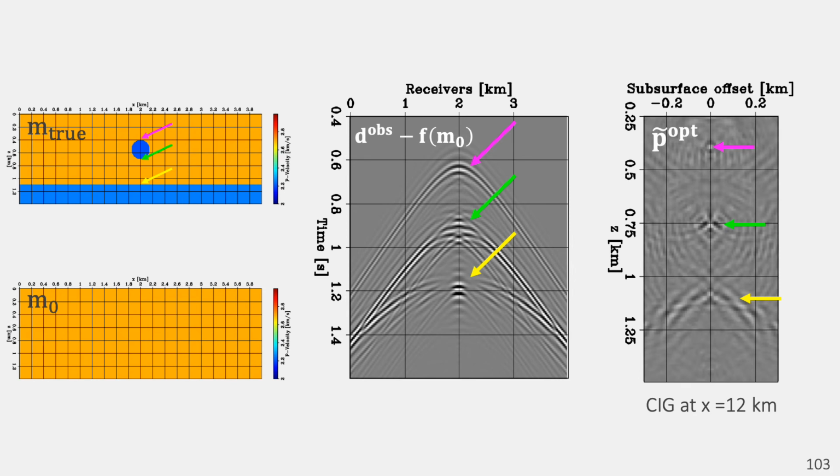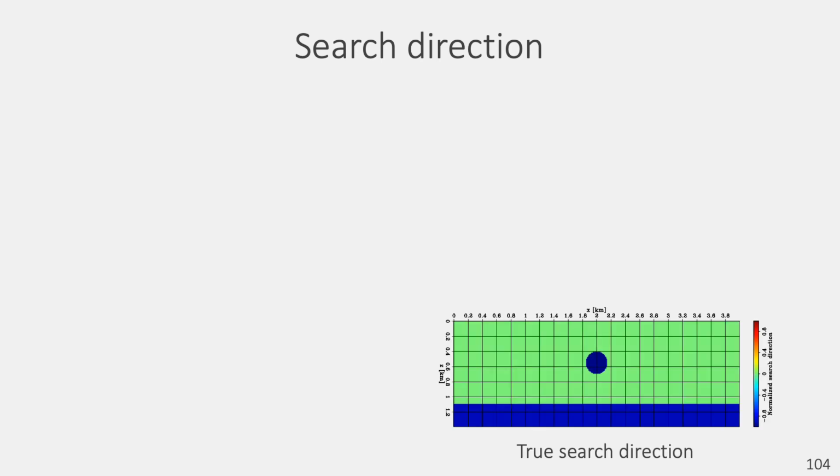Moreover, on the right panel, we can see that the event corresponding to the reflection from the horizontal interface right underneath the anomaly, shown by the yellow arrow, not only lacks focusing, but also begins to lose coherency. And this is the kind of effect you may expect in the presence of complex overburdens. So we can now compute the first search direction.